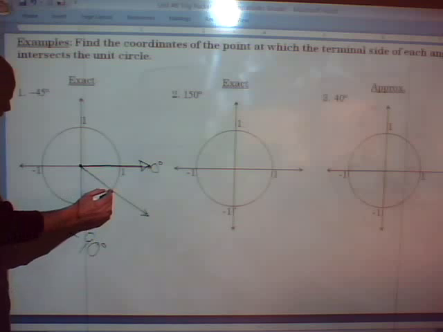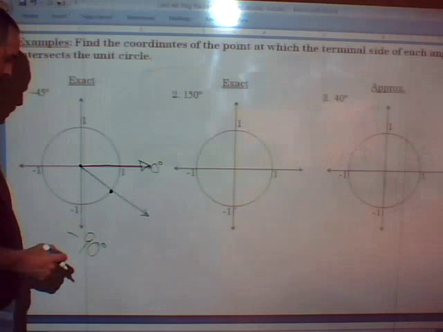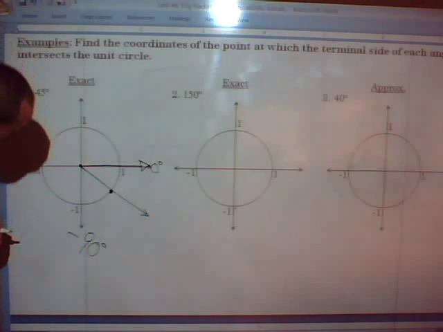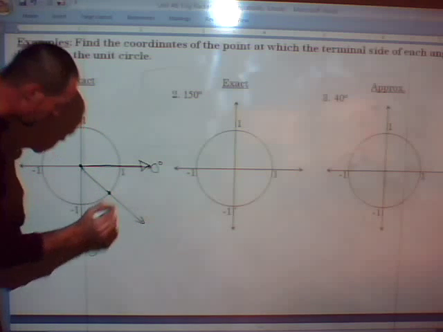And as you're sketching these, try to make it look approximately like it's in the middle. If it's closer to one side or the other, that's probably a bad drawing. It looks like that's a little bit closer to the middle.